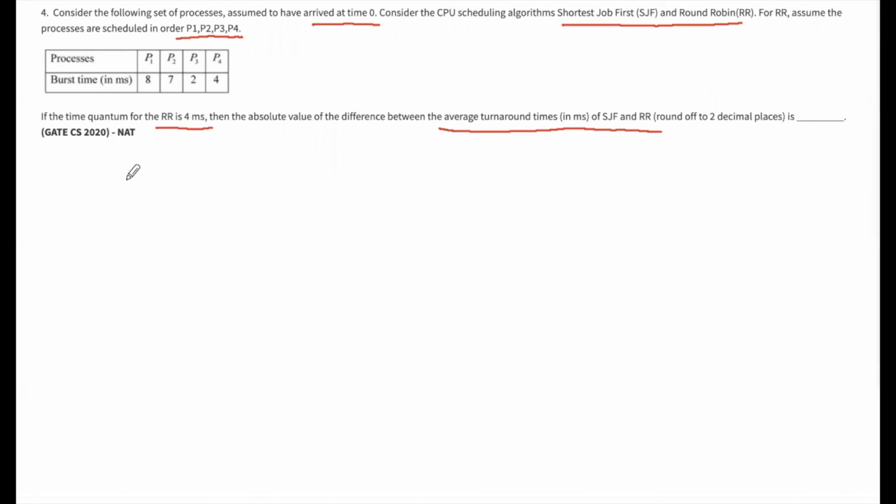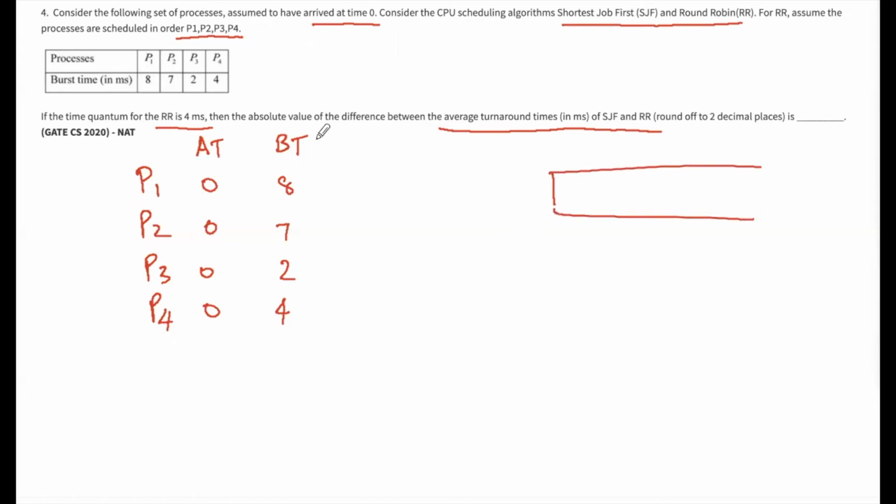Okay. So again, we have 4 processes P1, P2, P3, P4. The arrival time is 0, 0, 0, 0, right? All the processes arrived at time 0, and the burst times in milliseconds are given as 8, 7, 2, 4, right? So first we'll do SJF. Okay, first we'll do it for SJF, right?